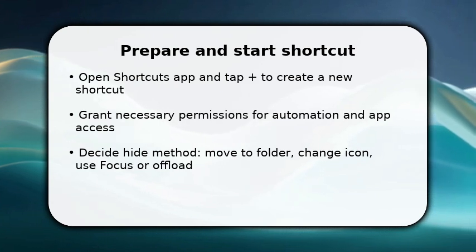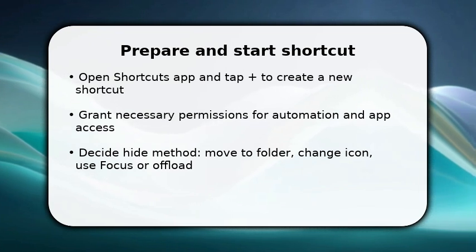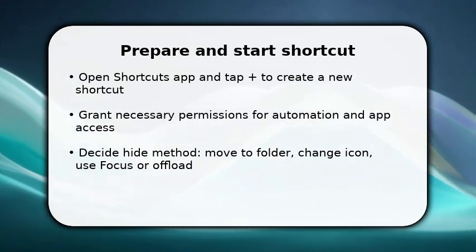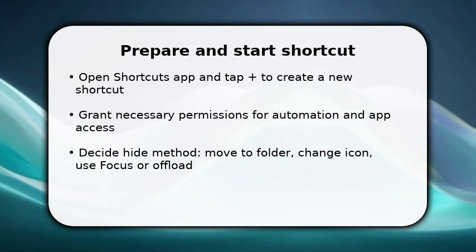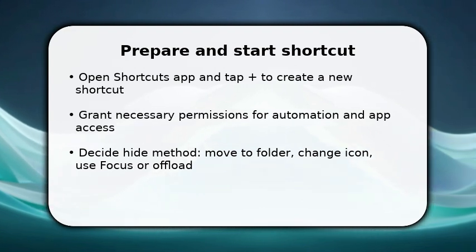Make sure you pick a specific hide method up front: moving the app to a hidden folder, changing its icon to something inconspicuous, using focus to suppress notifications, or offloading the app. You start with those concrete choices, so the next steps execute cleanly without backtracking.